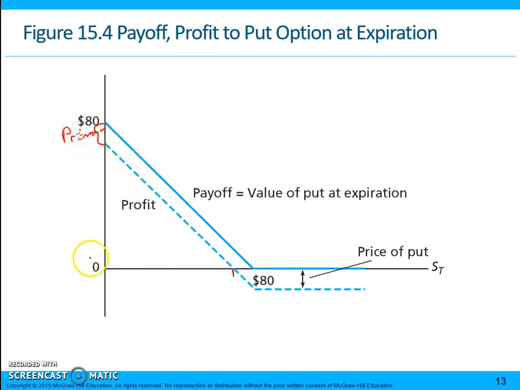So if this were from the writer's perspective, the payoff would look like this. Sorry, that should intersect at $80. And then the profit would look like this. Again, this distance would be the same, reflected by the price of the put, or the premium for the put.